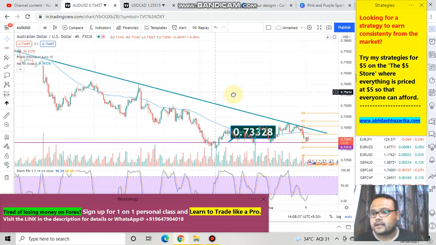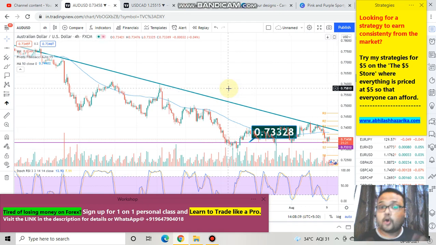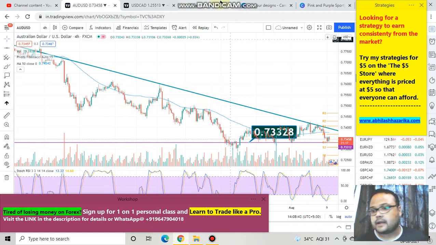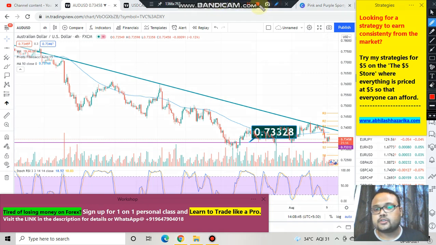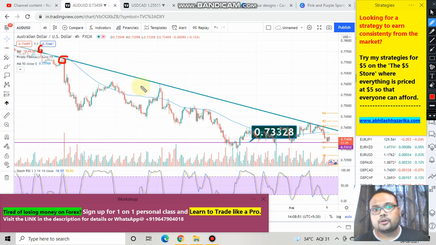If you look at the overall trend here, we can easily see that this market is in downtrend and there is no doubt about it. See, this market is coming down. Market was unable to cross the previous highs. Therefore, this market is in downtrend. There is no doubt about it.